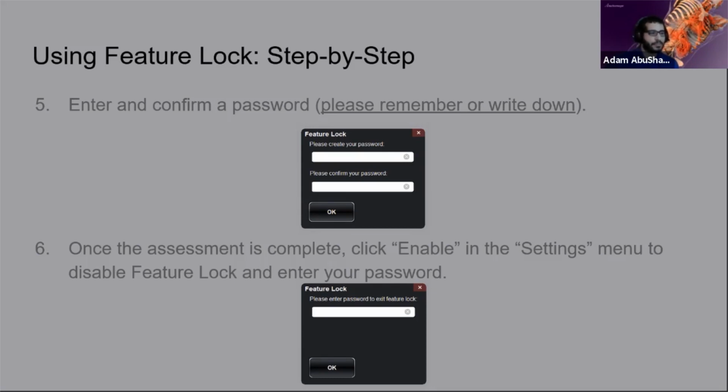Once the assessment is complete, you can click enable again in the settings menu to then disable feature lock after entering your password again. So those are the step-by-step guide of enabling feature lock for something you create using the presets on your table.